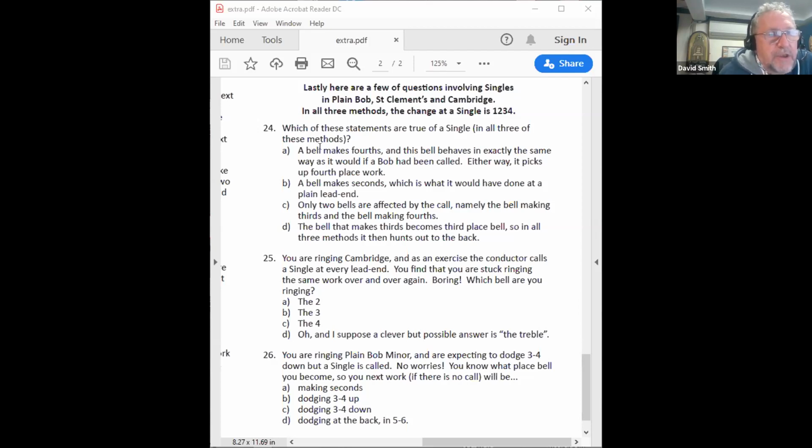So the first statement here is, is it true that at a single, a bell makes fourths? So hands up who agrees and hands up who doesn't. So Mike Kubel agrees with that.